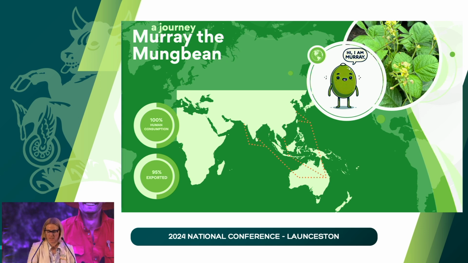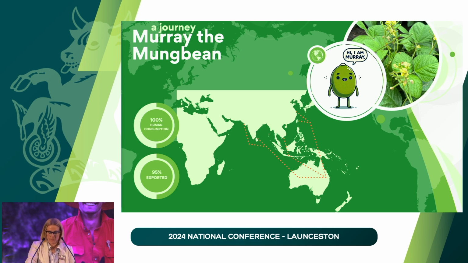Murray can be rejected at the border if his residue levels don't meet the importing country's standards. This is when careful planning and adherence to global standards become crucial, helping to navigate these tricky waters. Murray's journey highlights the broader challenges faced by the Australian grain industry. The farmer and agronomist's role in ensuring that crops are managed correctly is crucial.